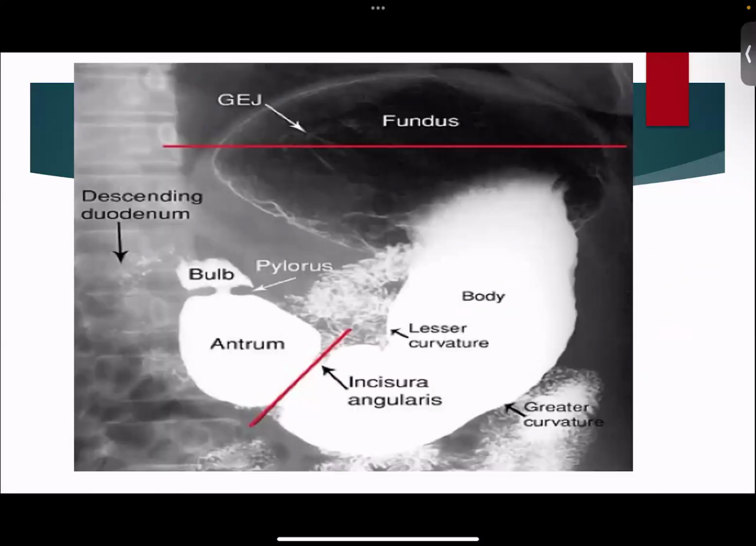This is a barium meal, single contrast, showing the parts of the stomach. The first part we have is the fundus, and the contrast filling part is the body. And here is the lesser curve and greater curve, and here is the incisura angularis, and this is the antrum, and this is the pyloric narrowing or pyloric canal.